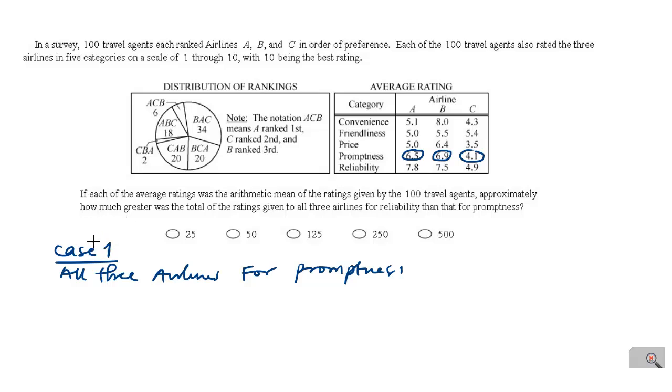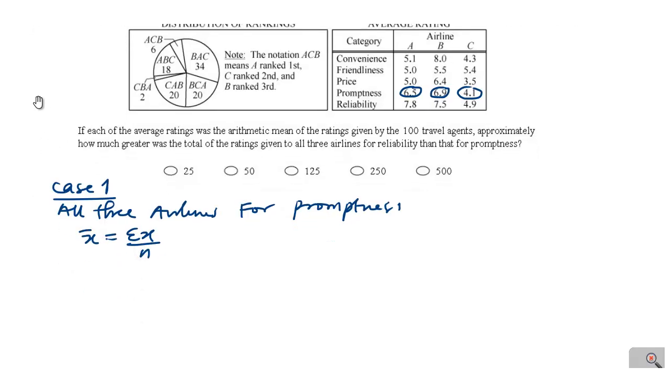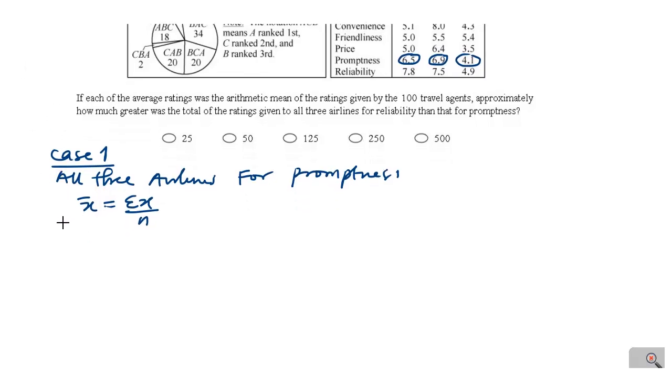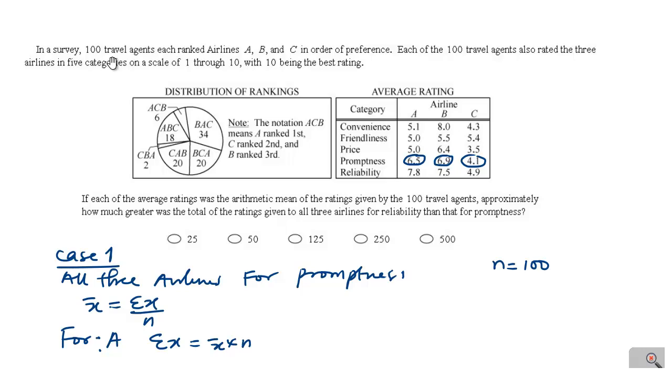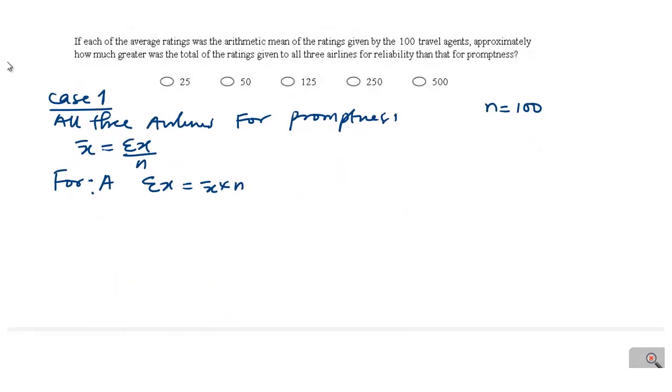So we can say the average is summation x over n. So we are going to be picking it for each of the airlines. So for airline A, summation x is equal to x bar times n. But don't forget that n is 100, because basically we are dealing with 100 travel agents. So in that case, we now have x bar times n, and that will give us 6.5 times 100, and 6.5 times 100 will give us 650.